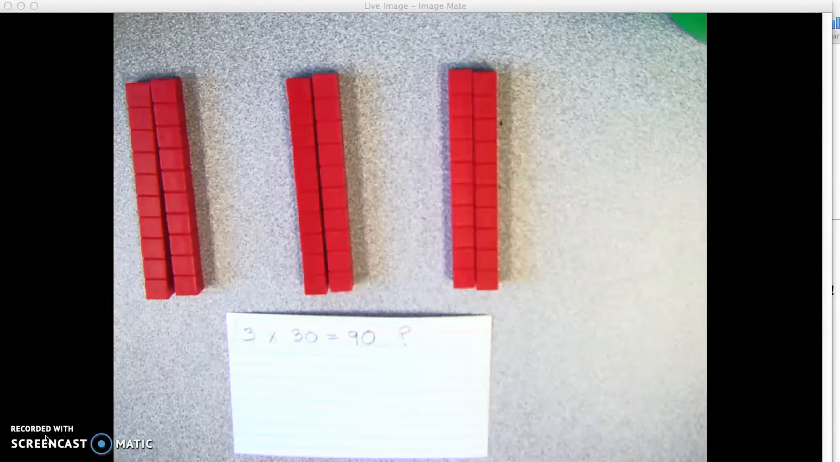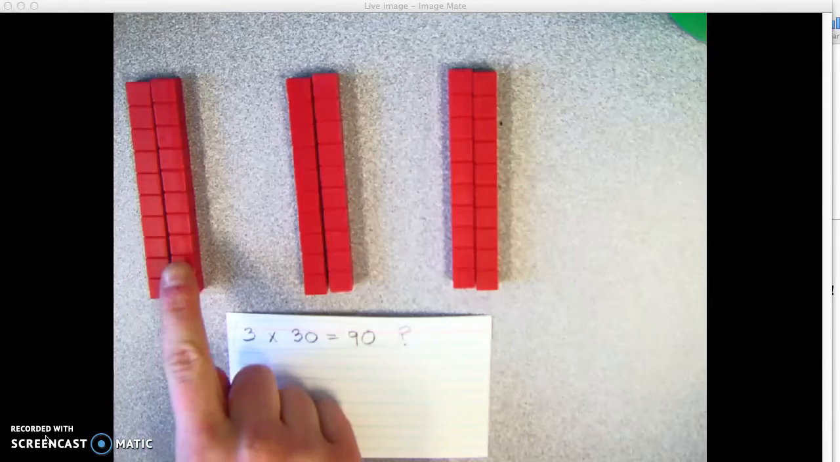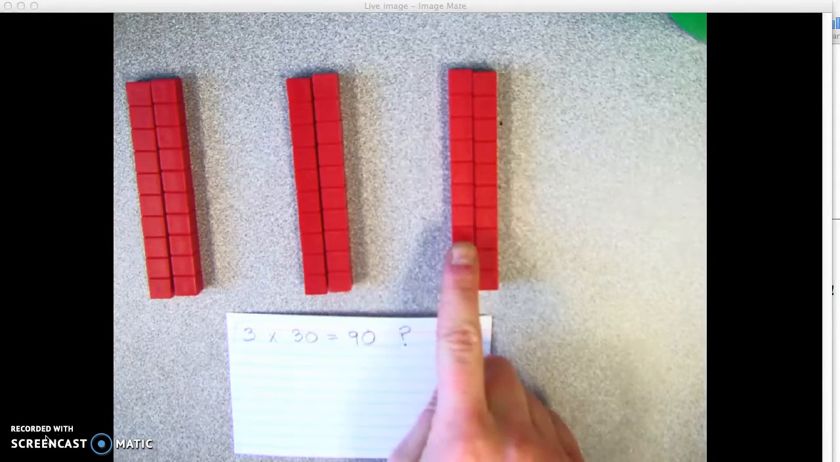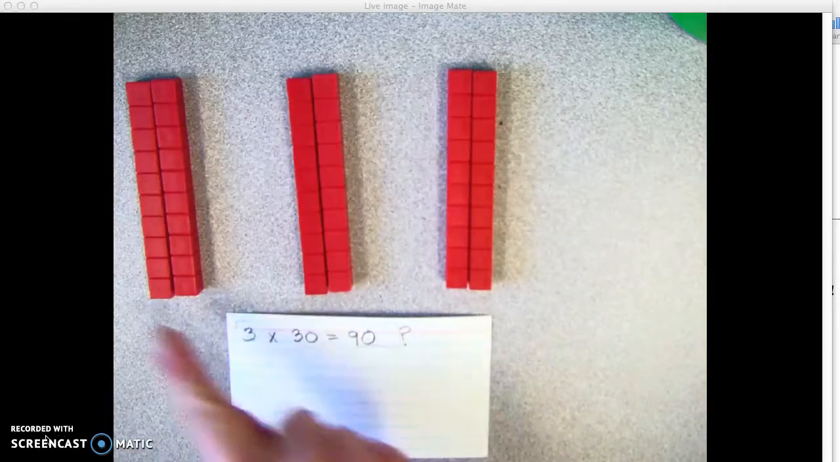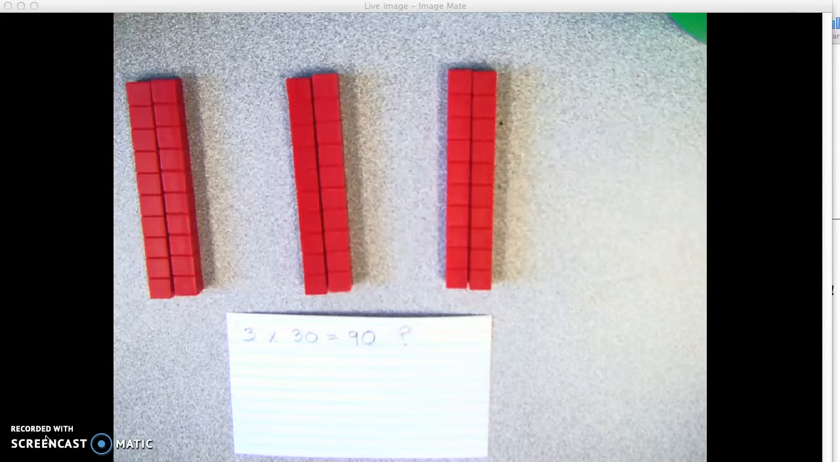How many do I have in all? I can count by tens to find out. 10, 20, 30, 40, 50, 60. So in all, I have 60 units. But what would my equation look like this time?